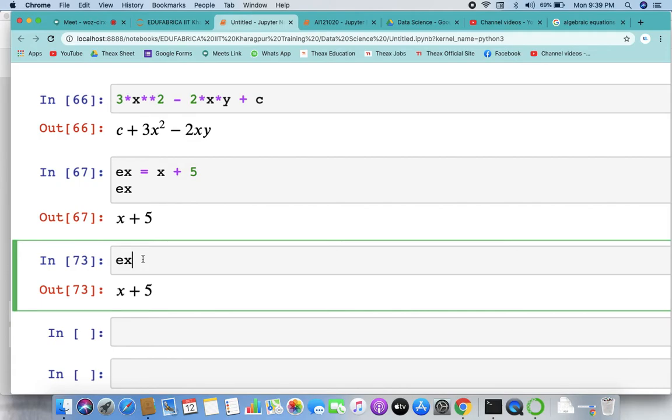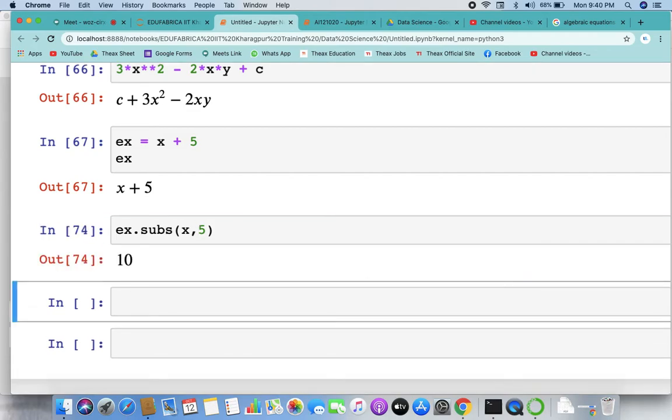So, substitution is there. Now, what is substitution called as? Subs. That's it. Very easy. Make a parenthesis, write 5. So, in the expression ex, substitute the value of x with 5. Any questions? Run this. Answer.